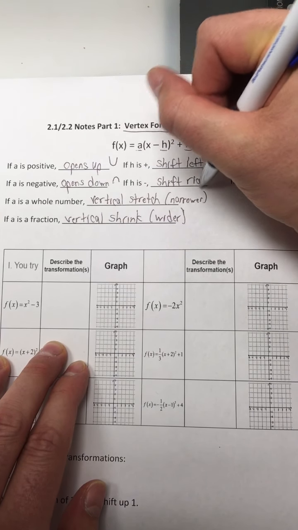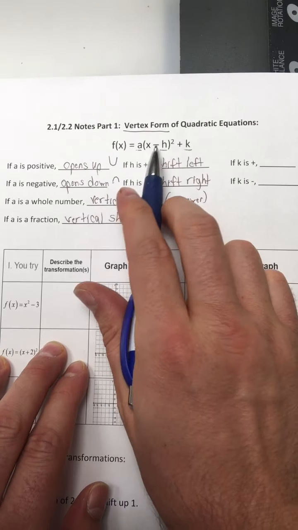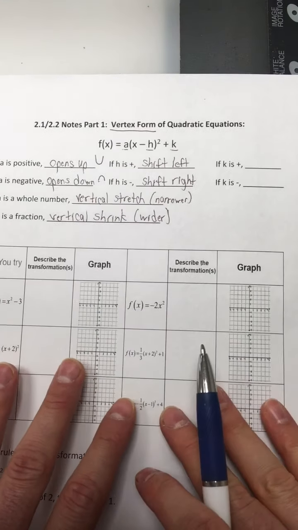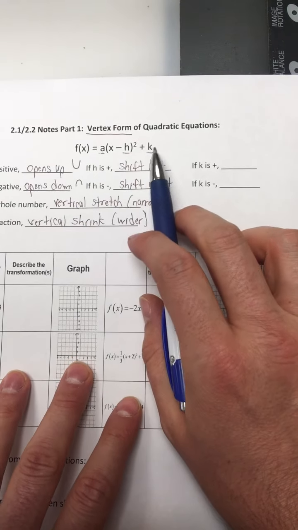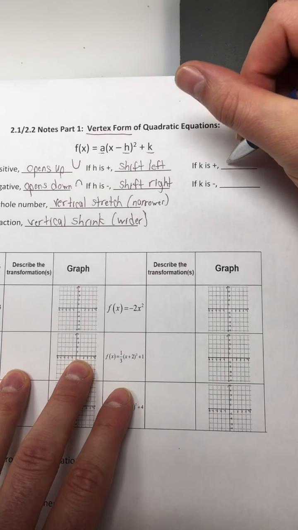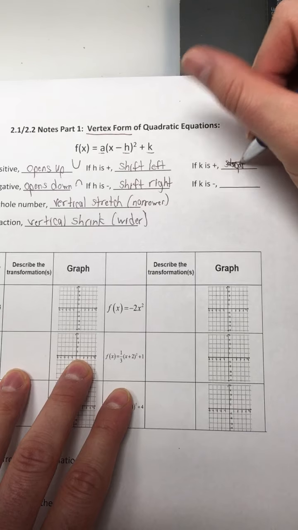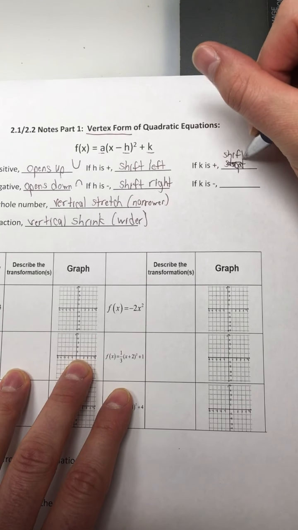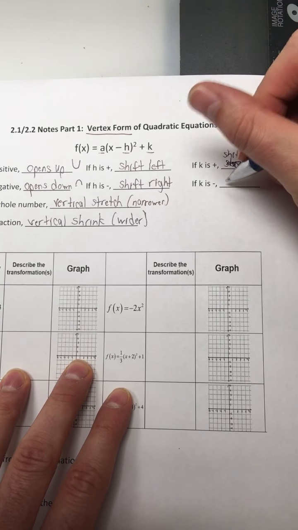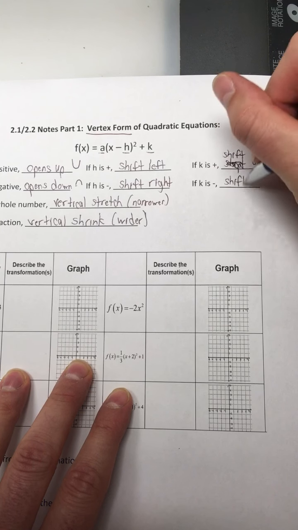It does the opposite of what it seems like it should do because the formula already has a minus in it. And then the number at the end, that's the easy one. All right, that moves it up and down. Plus, it's going to shift it up. Shift it up, and minus is going to shift it down.